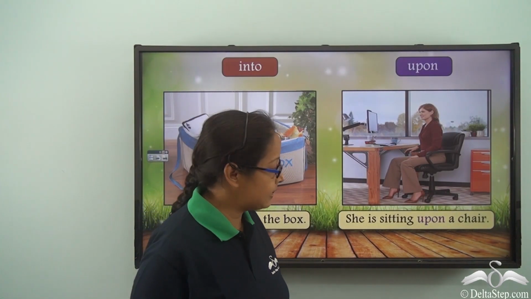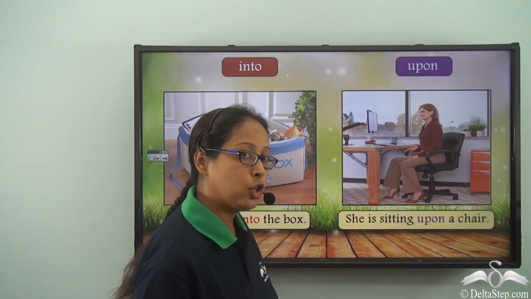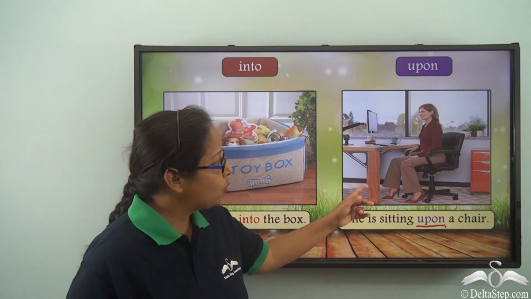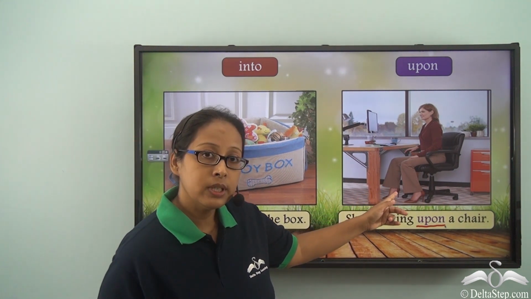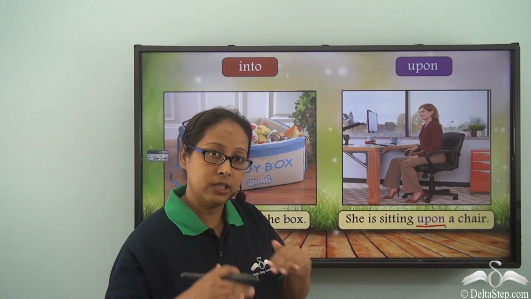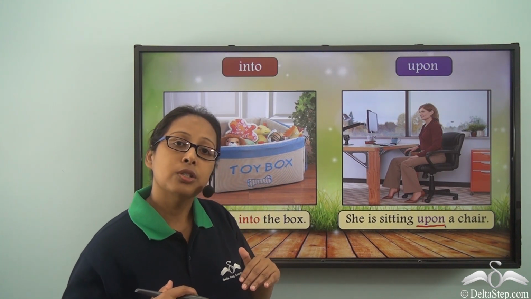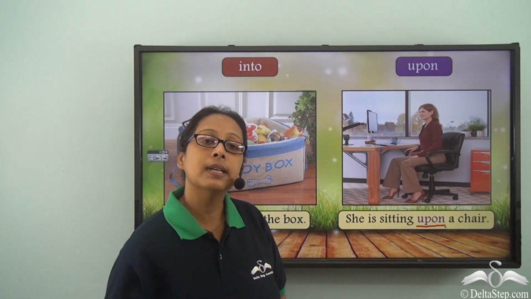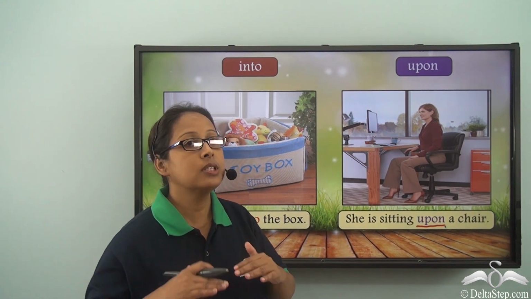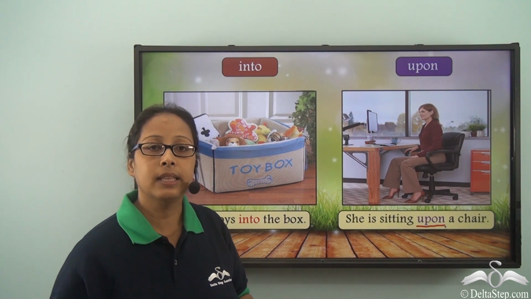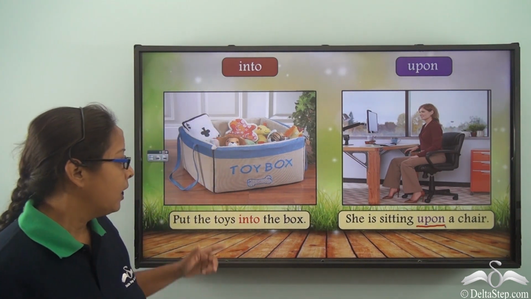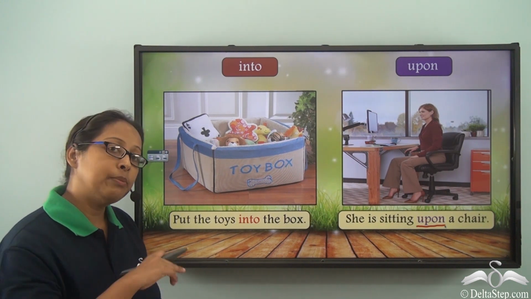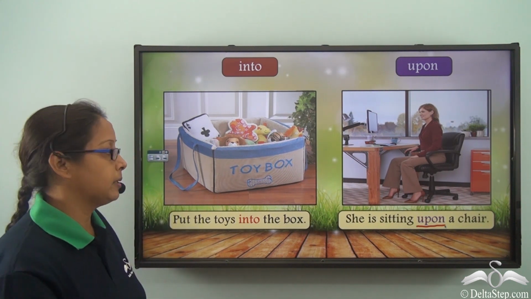Now let's see another sentence. She is sitting upon a chair. The preposition here is upon. Now when we see the picture, we notice that this girl is sitting on the surface of the chair. So what preposition can we use here? We will use upon, which means that she's just sitting on the surface. There's nothing happening, no movement as such. But when we say into, it means there's a movement involved. Something is moving inside.